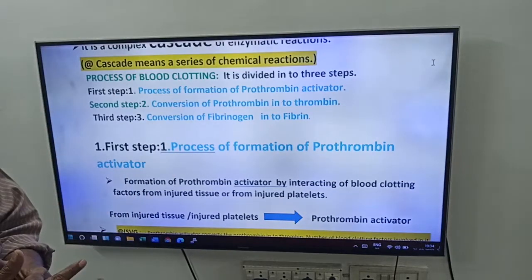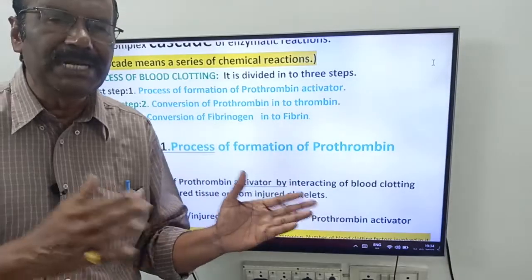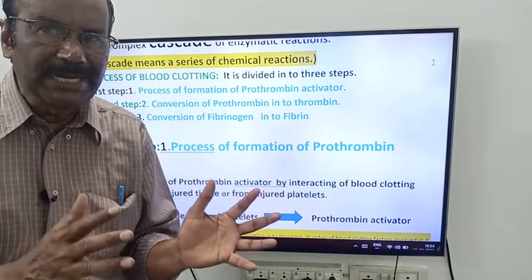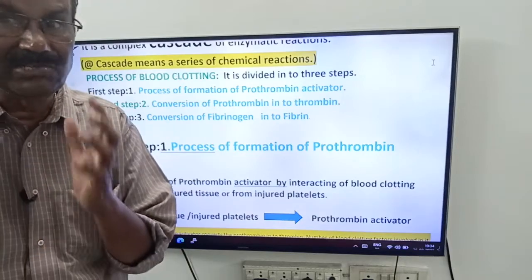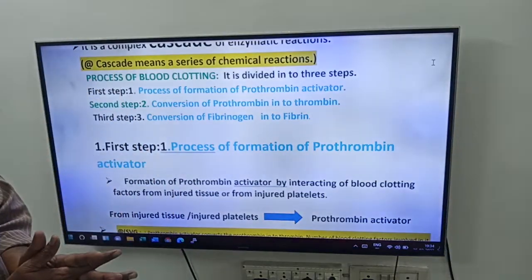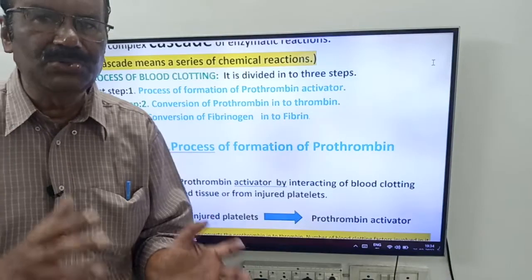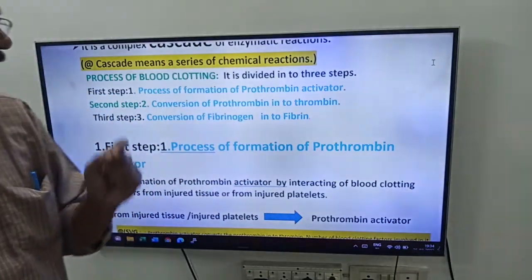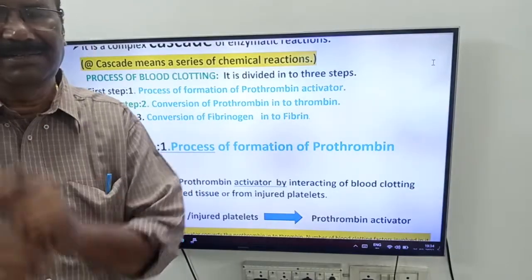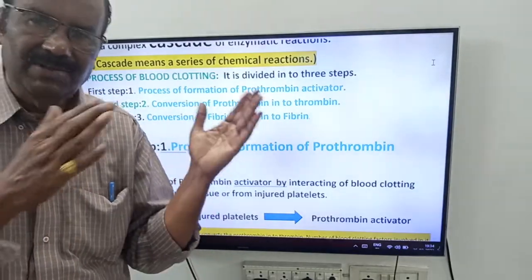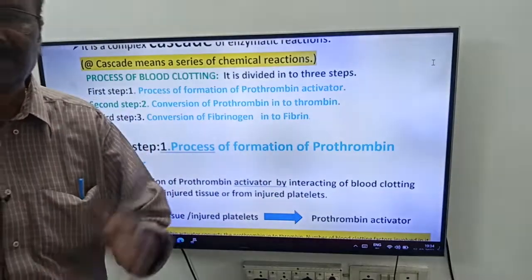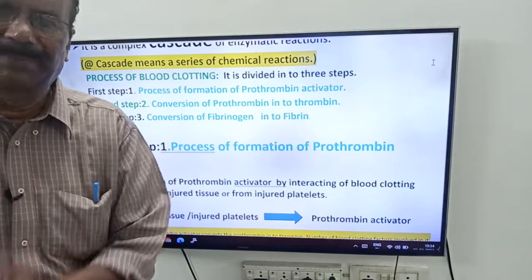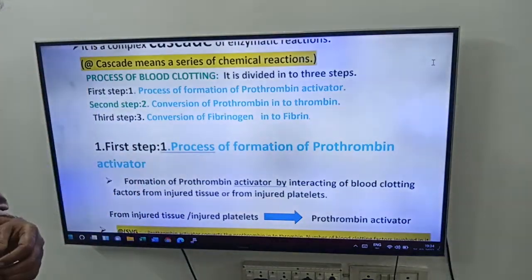Come to the second step: conversion of prothrombin into thrombin. That is the second step. What is the third step? Conversion of fibrinogen into fibrin. What is the first step? The formation of prothrombin activator. Second, conversion of prothrombin into thrombin. Third, conversion of fibrinogen into fibrin. Now we'll see each.